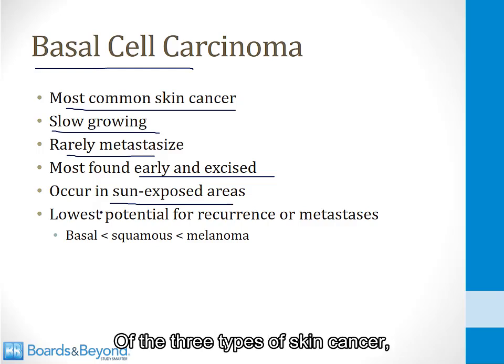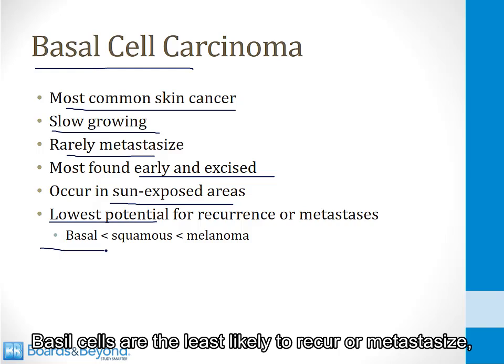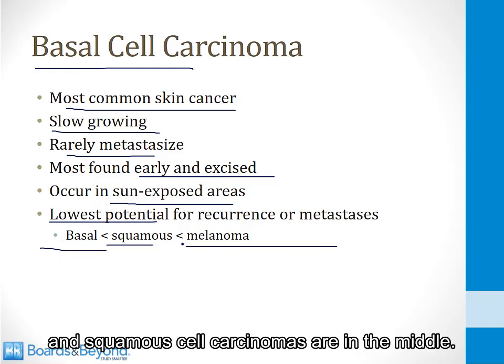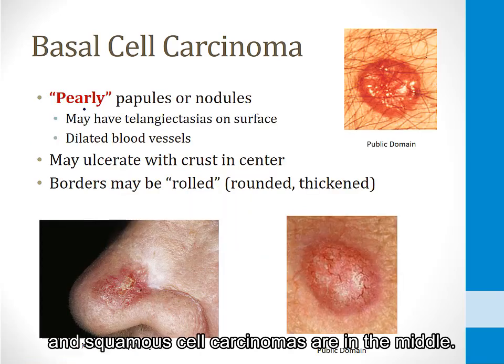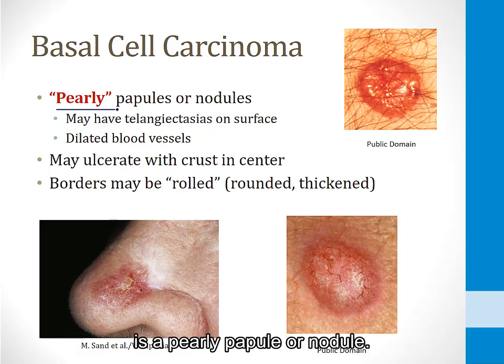Of the three types of skin cancer, basal cells have the lowest potential for recurrence or metastases. Basal cells are the least likely to recur or metastasize, melanomas are the most likely, and squamous cell carcinomas are in the middle. The classic description of a basal cell carcinoma is a pearly papule or nodule.